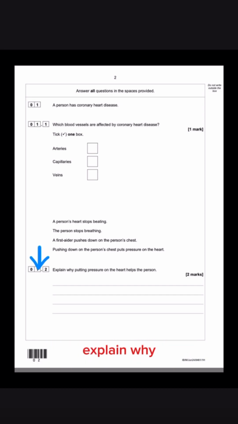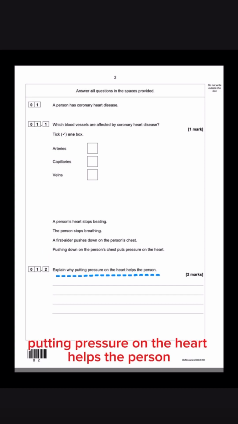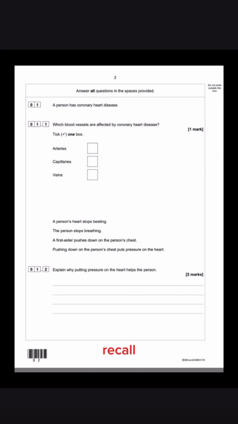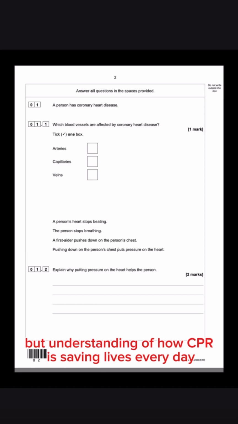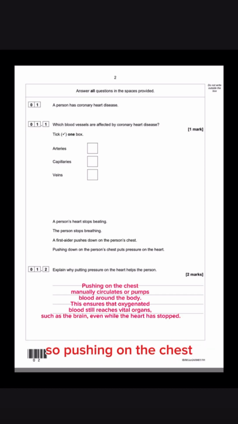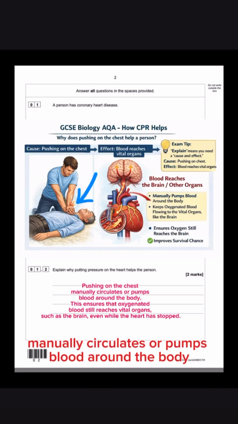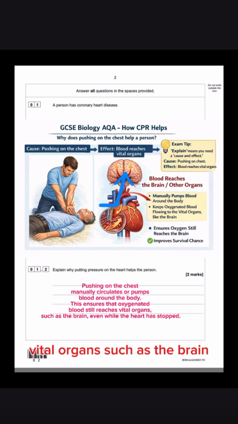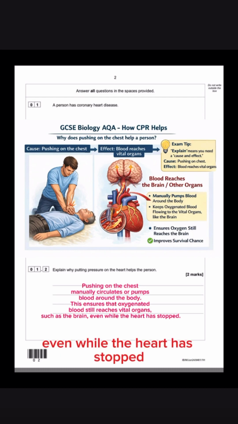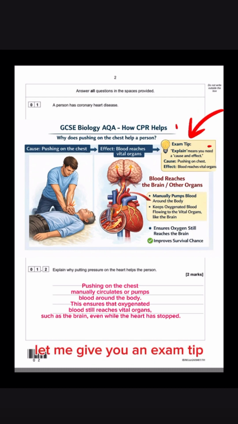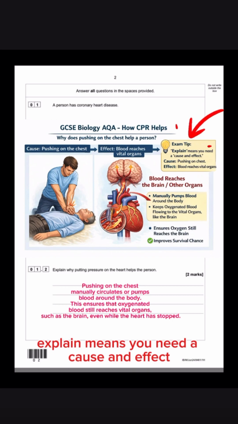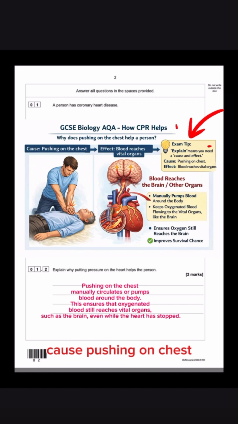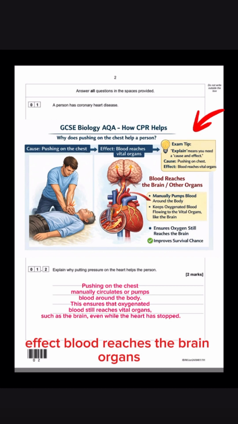Now let's move on to 1.2, which says: explain why putting pressure on the heart helps the person. The answer requires more than just memory recall, but understanding of how CPR saves lives every day. Pushing on the chest manually circulates or pumps blood around the body. This ensures that oxygenated blood still reaches vital organs, such as the brain, even while the heart has stopped. Let me give you an exam tip. Explain means you need a cause and effect. Cause: pushing on the chest. Effect: blood reaches the brain and organs.